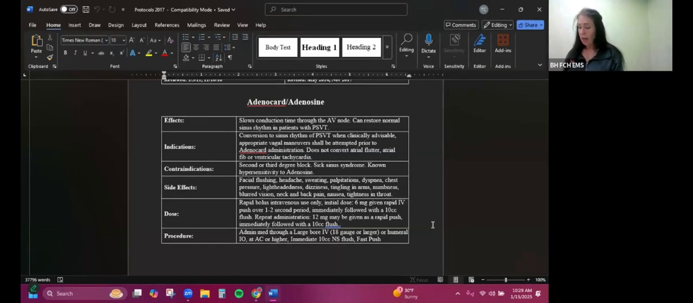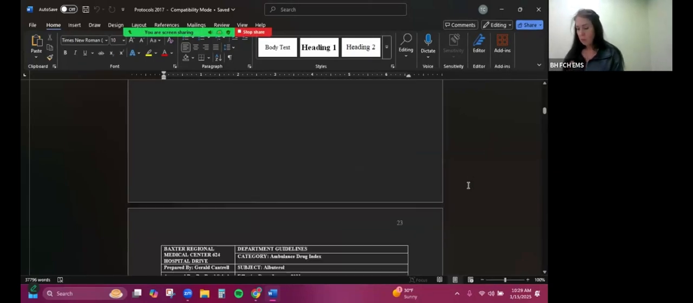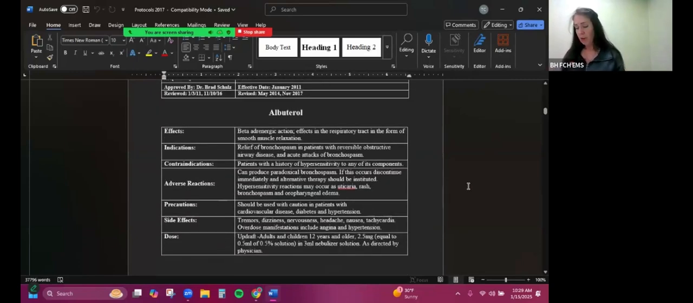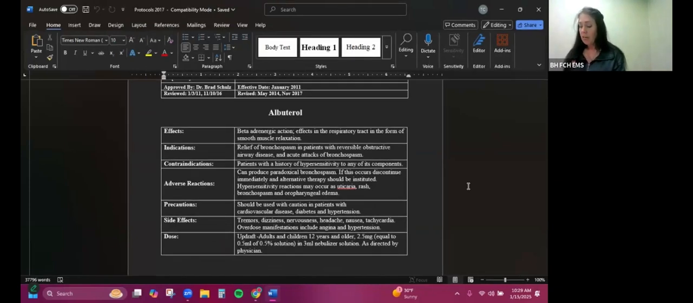The next drug we're going to talk about is albuterol. A lot of us are familiar. We all use albuterol. It's for relief of bronchospasms in a patient with reversible obstructive airway disease and acute attacks of bronchospasms. The contraindication is a patient who is hypersensitive to a component. The adverse reactions can include paradoxical bronchospasms. If this occurs, you need to discontinue immediately and find alternative therapy.